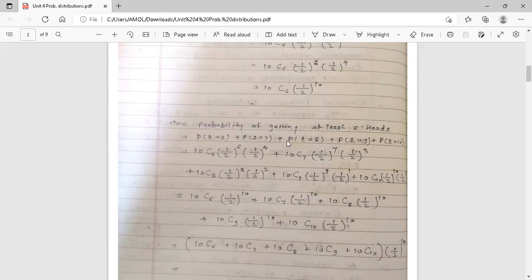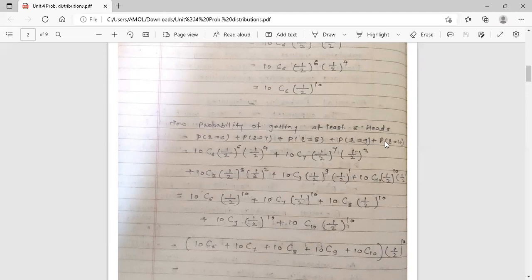Similarly, you find the probability of R is equal to 8. It is 10C8 into 1 by 2 raised to 8, 1 by 2 raised to 2. Then you find the probability of R is equal to 9. The same formula we are using here, nCr into P raised to R into Q raised to N minus R. Now the value of R is 9 here. So the formula becomes 10C9 into 1 by 2 raised to 9 into 1 by 2 raised to 1, because the value of P is 1 by 2 and the value of Q is also 1 by 2, and the value of R is 9. So 1 by 2 raised to 9, 1 by 2 raised to 1.